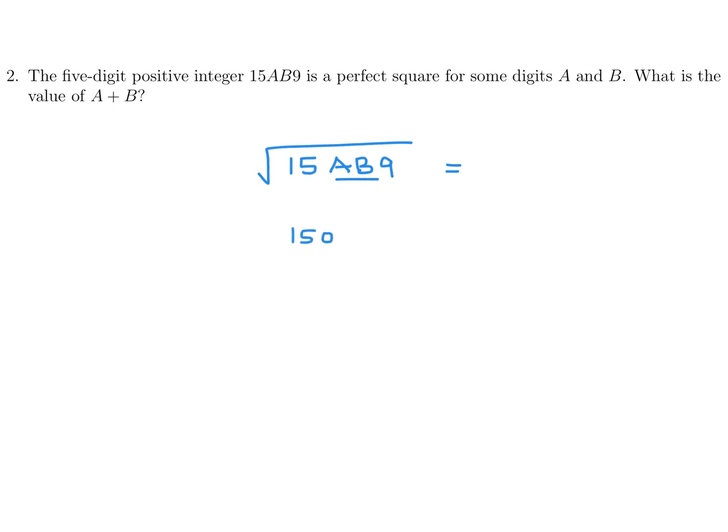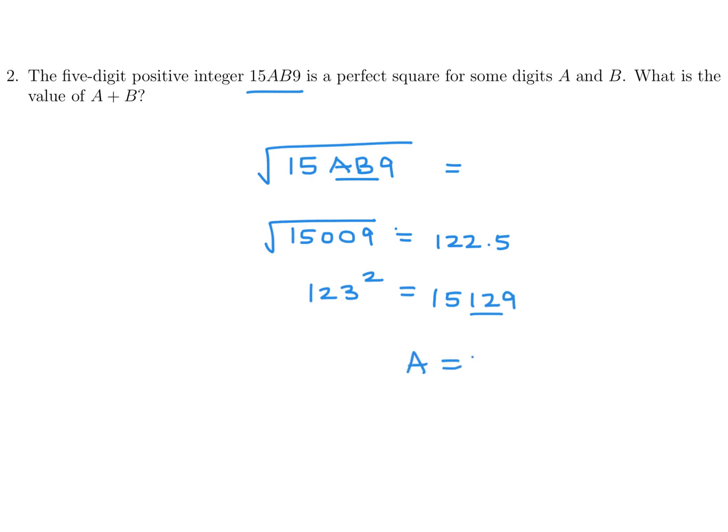Let's approximate. Let's say the number was 15009, and I take the square root. What would I get? With my calculator, I got 122.5. So it's in that vicinity. So then what I did was I took 123, since we need an integer, and I squared it. And when I squared it, I got 15129. And that looks very similar to that. And therefore my ab is 1, 2, so therefore a is 1 and b is 2. And for some reason they want the value of a plus b. Well, that obviously would be 3.